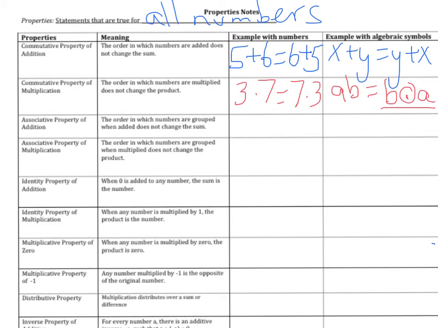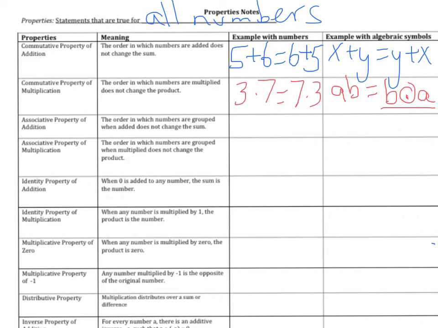All right, associative property of addition. The way I think of associative property is you are associated with your friends or your group. So associative property has to do with grouping. The order in which numbers are grouped when added does not change the sum.